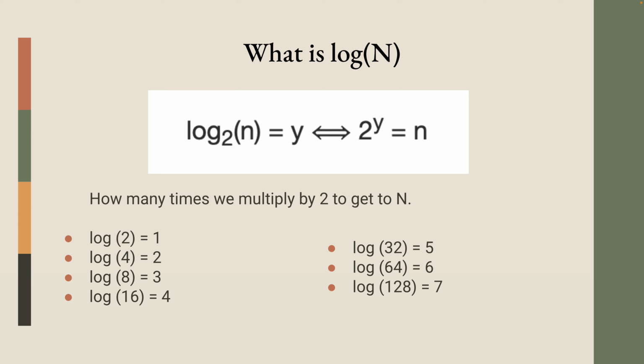And log of n is faster than n. So you'll see if we had 128 elements in the array, we would only have to do 7 checks in the worst case, which is super powerful. If we had 256 elements, we'd only have to do 8 checks total to find this number.